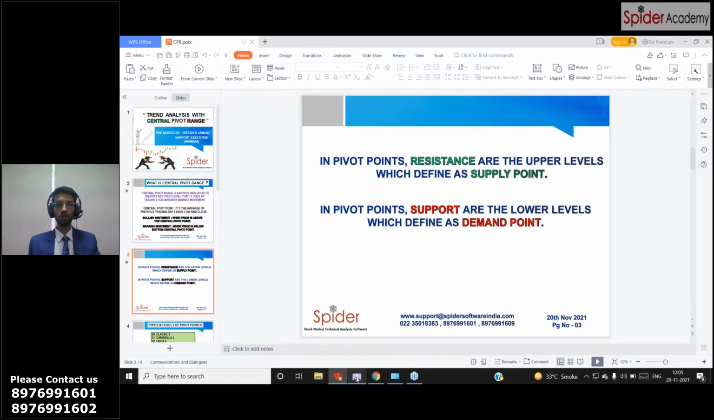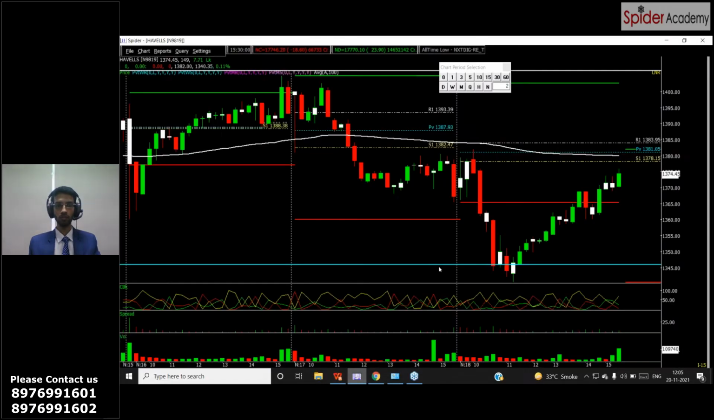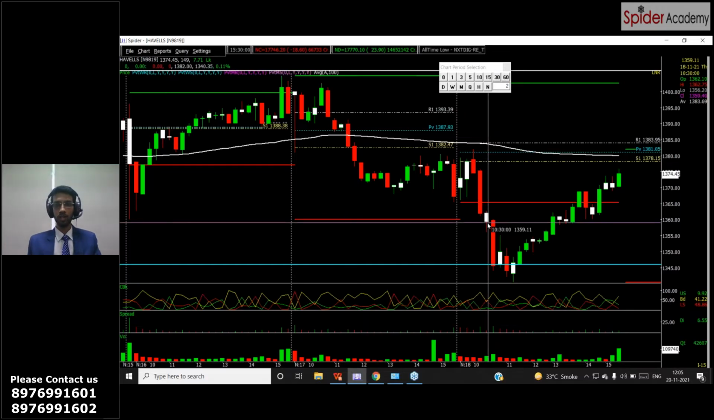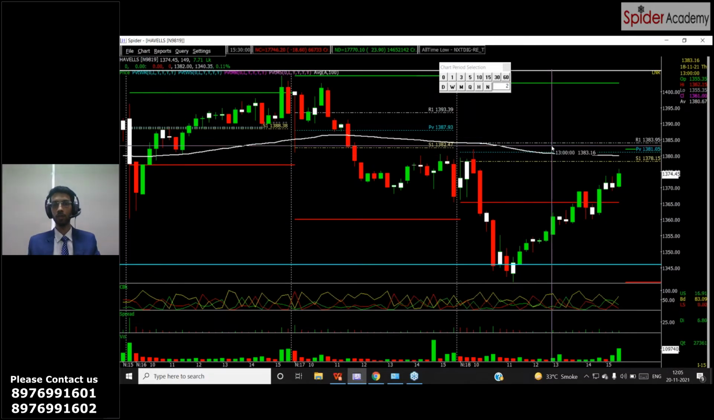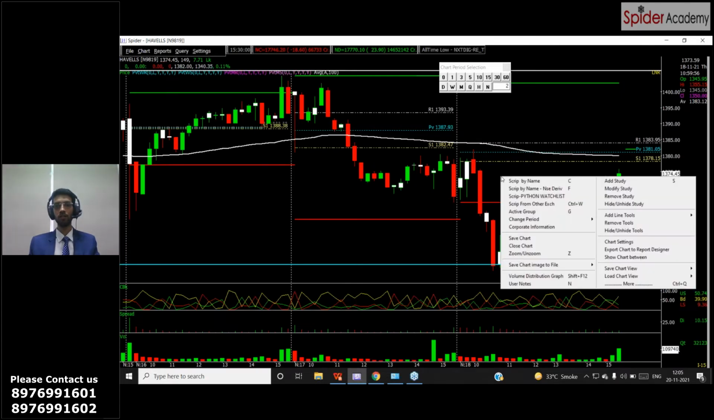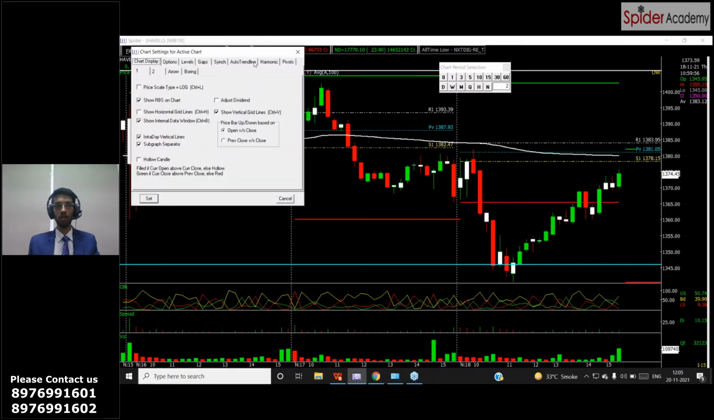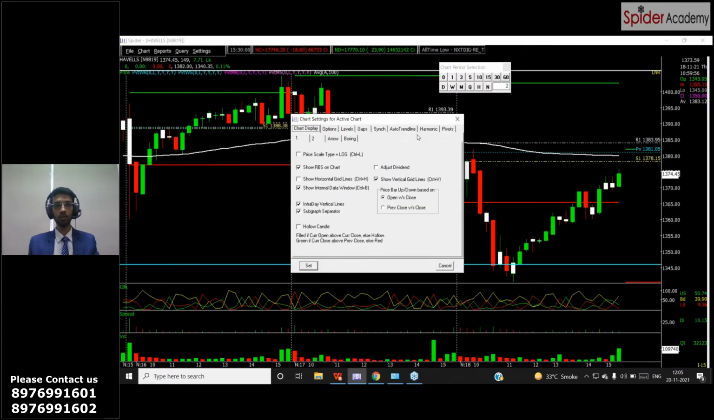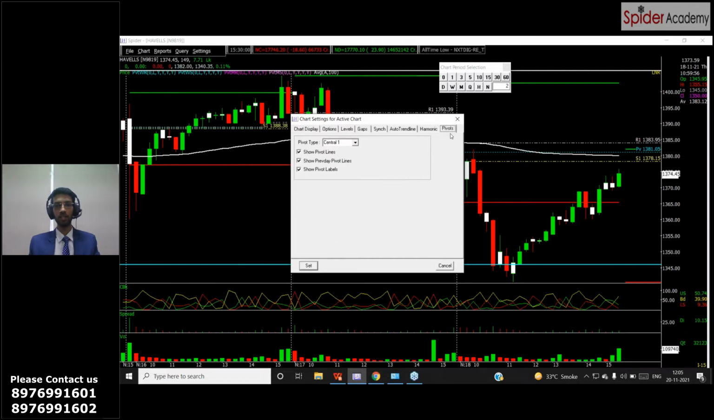So we'll go to our software. You can see this is a pivot point. For setting different pivot points, you have to right click on the chart and then go to chart settings. When you go to chart settings, you have to go to pivot points. Here you have the pivot type. You can see I have selected central, which means it's a central point.